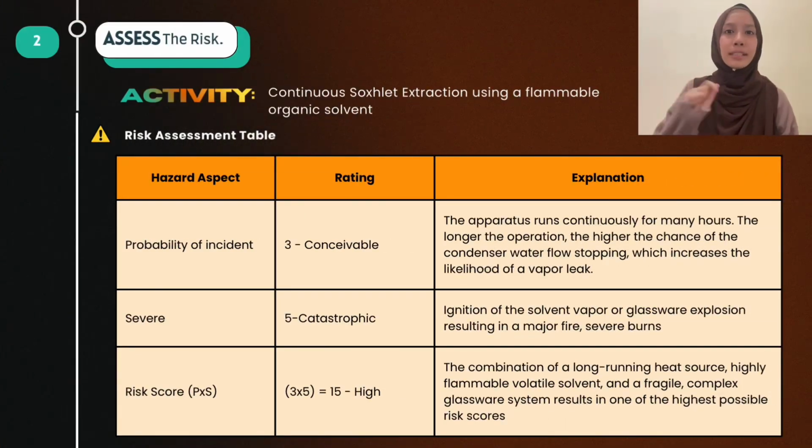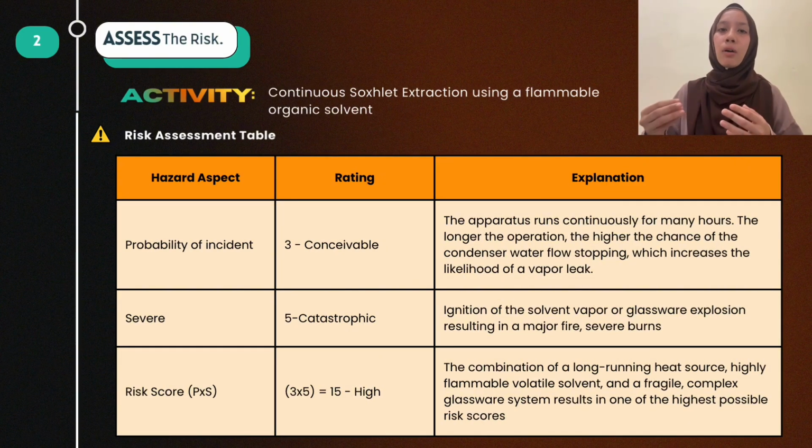Move on to the risk assessment. So we could see that the probability of that incident to occur, I will give a rating of 3, which is conceivable. So we all know the Soxhlet apparatus will be running for hours. So the longer the operation, the higher the chance of condenser water flow to stop, and this could cause leakage of vapor. As for the severity, I will give a rating of 5, catastrophic, because when there's ignition of solvent vapor or glassware explosion, it can cause severe burns or even major fire.